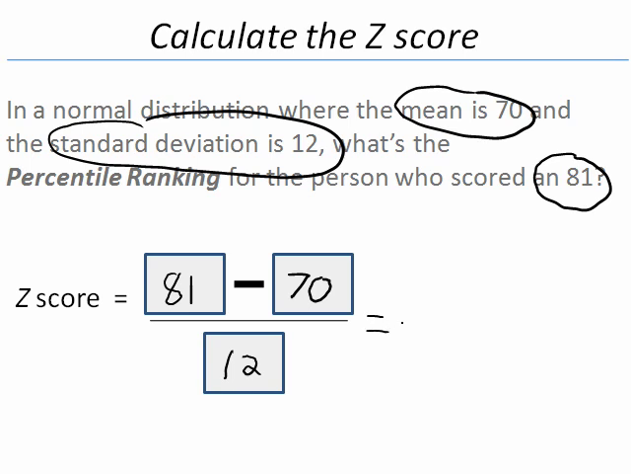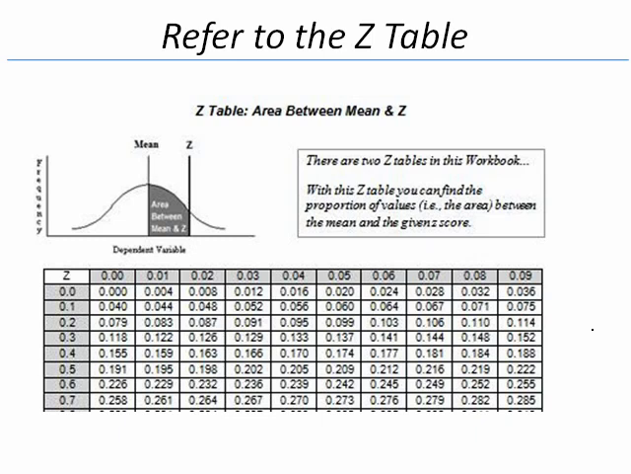We'll go ahead and calculate that out. That'll be 11 over 12, or 0.92. So a value of 81 is almost, but not quite, an entire standard deviation above the mean. It's 0.92 standard deviations above the mean. The z-table is going to let us know the proportion of people who scored between the mean and z. Remember, we already know that half our population is below the mean, so we just need to find out this area between the mean and z.